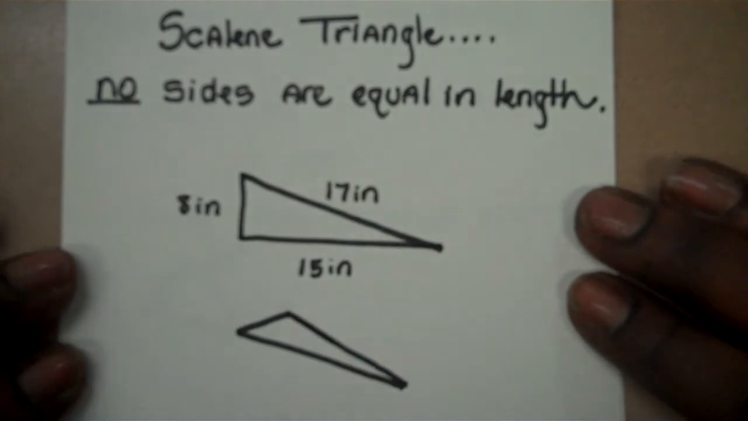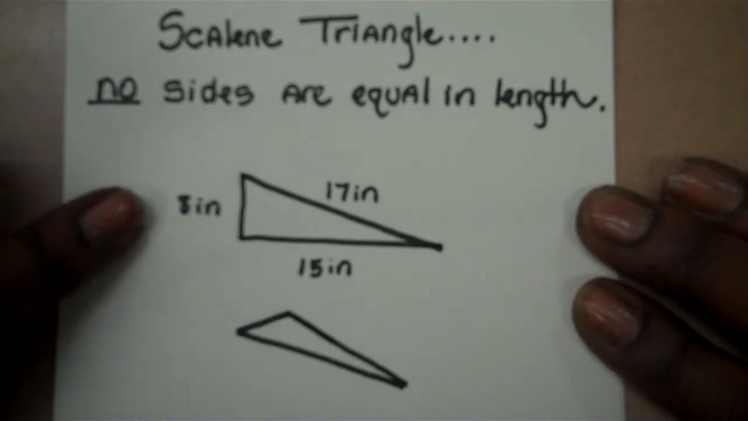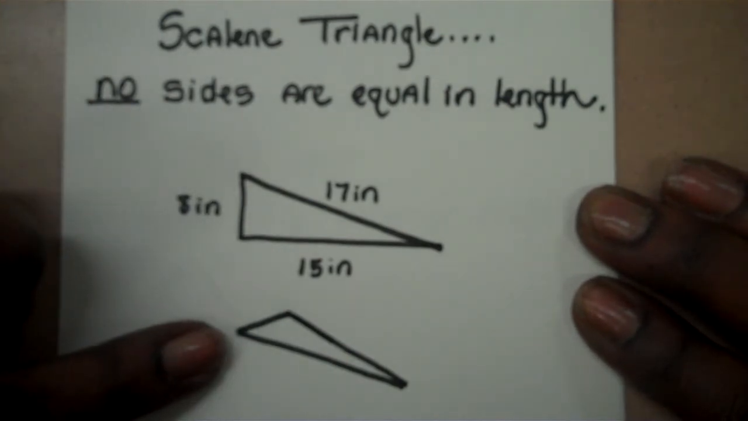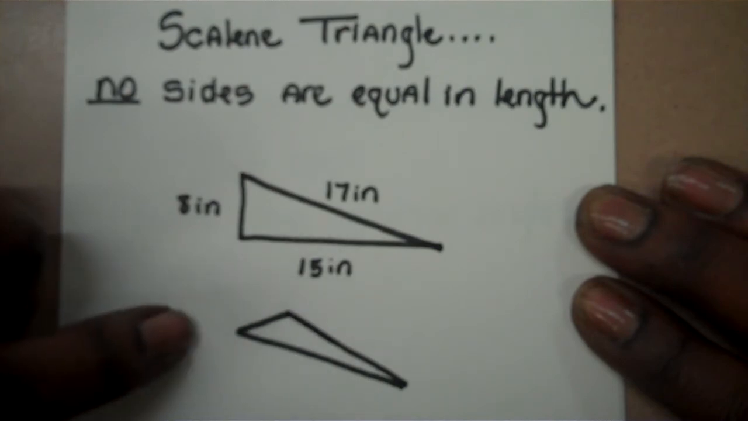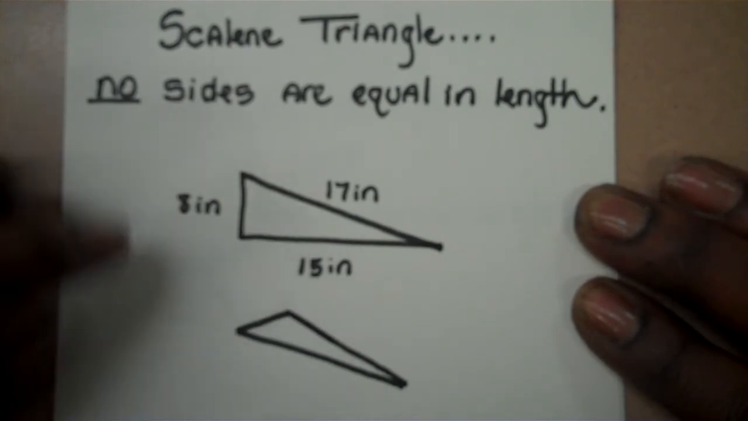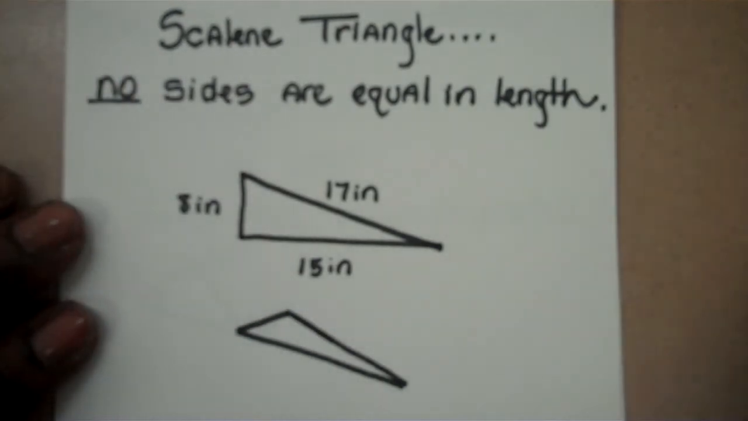The last example is a scalene triangle. In a scalene triangle, none of the sides are equal to each other. And again, the measurements may be written in, or if there are no congruency marks, that tells you that none of the sides are congruent, which makes this a scalene triangle.